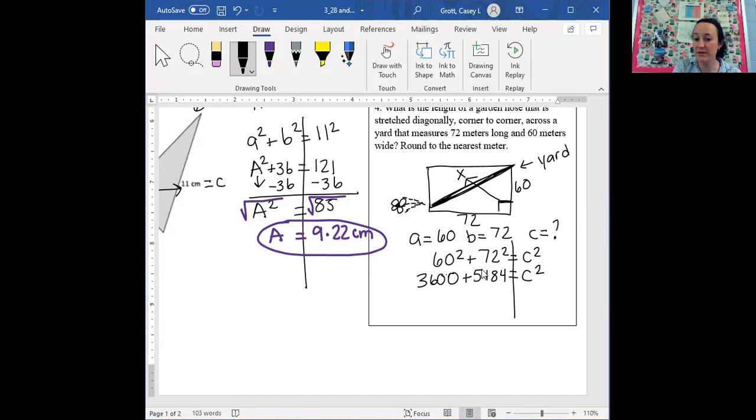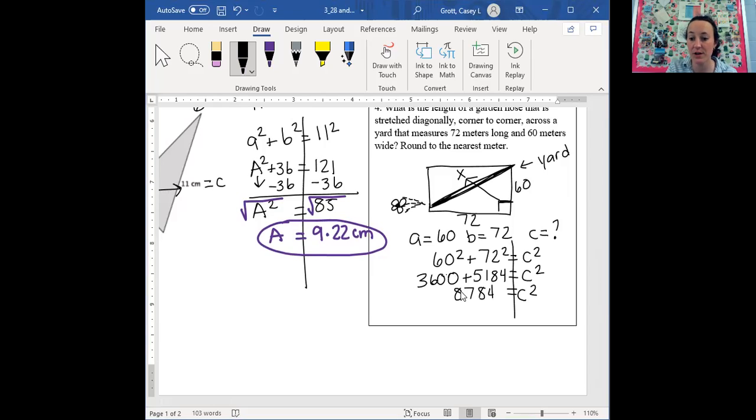We're solving. These are on the same side, so let's add them together. 3,600 plus 5,184 is equal to 8,784. Come on, pen. This should be an 8. That is equal to C squared, but we are not done yet.